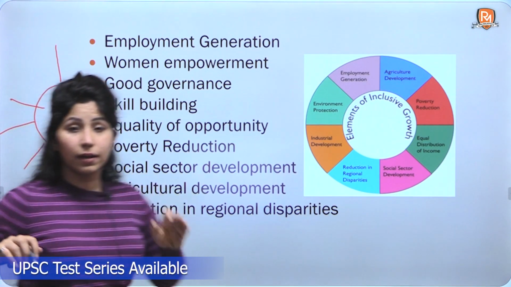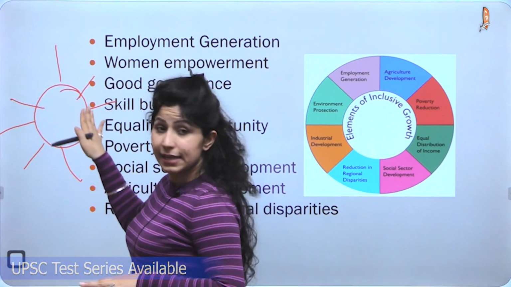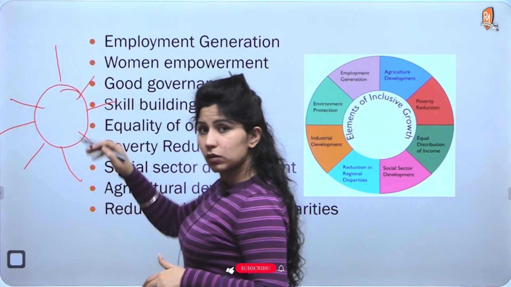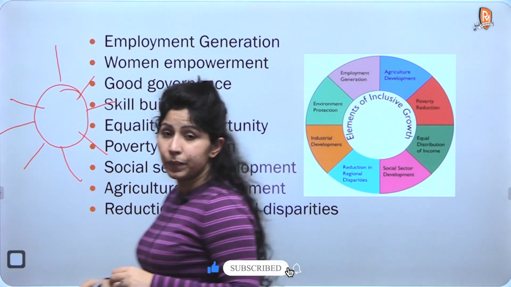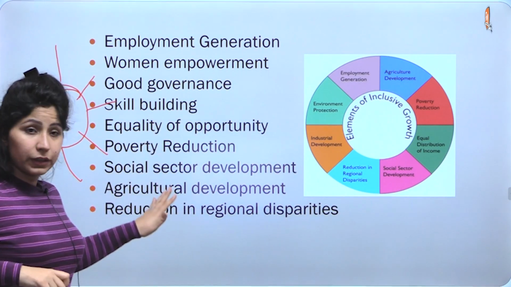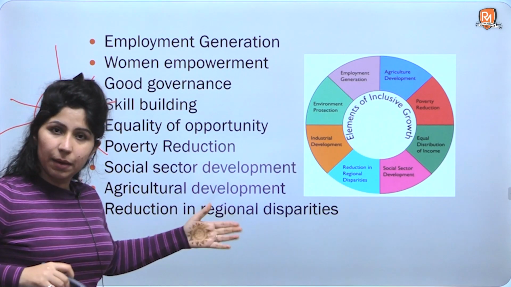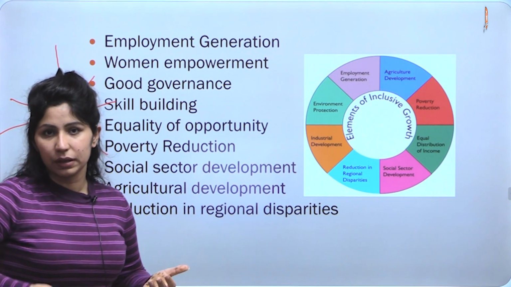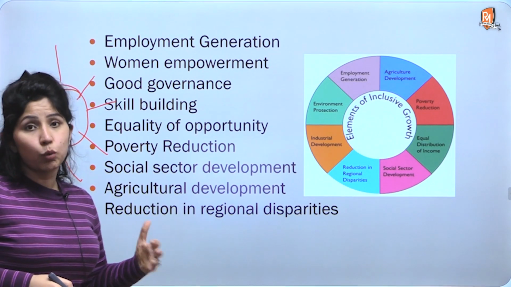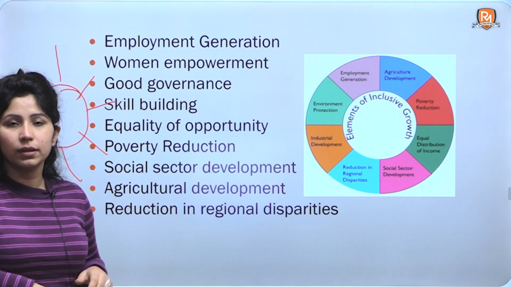Just write down the elements of inclusive growth in the center and write all the elements on the lines, on the arrows that are there. So these are the elements of inclusive growth. If you have a diagrammatic representation, it makes the answer very readable for the examiner. So let's see what are the elements of inclusive growth.